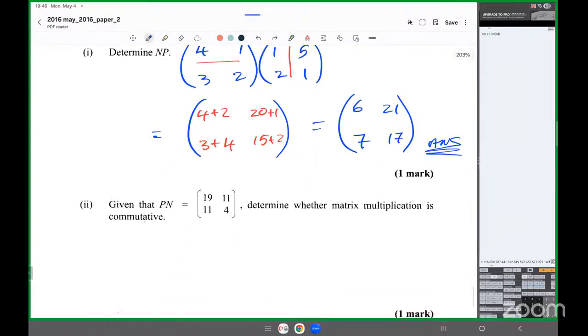Next question. Given that Pn is equal to this. See, Pn is different from Np. Remember, this is Np. Determine whether matrix multiplication is commutative. No, we know it is not commutative. So we're going to say since Pn is not equal to, this means not equal to, Np.